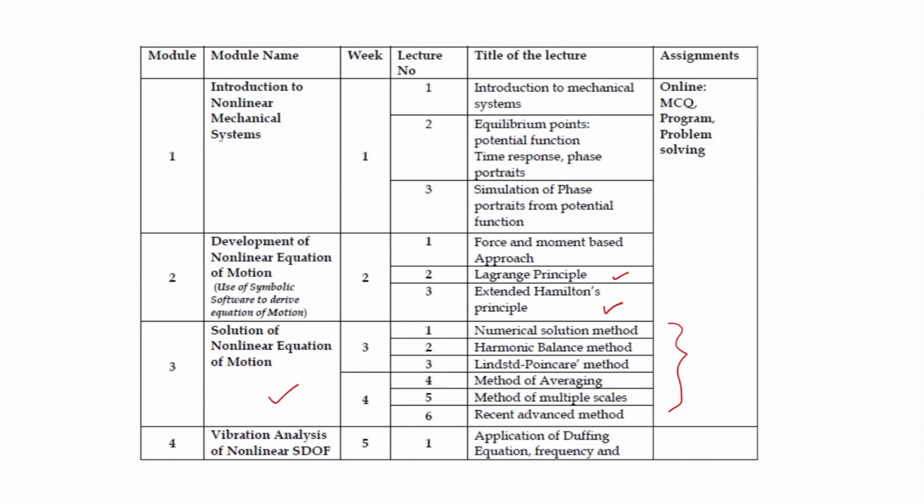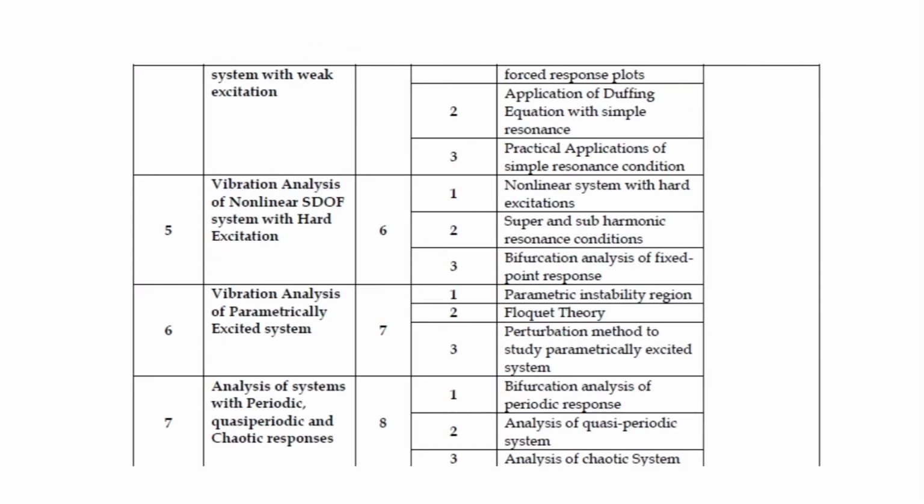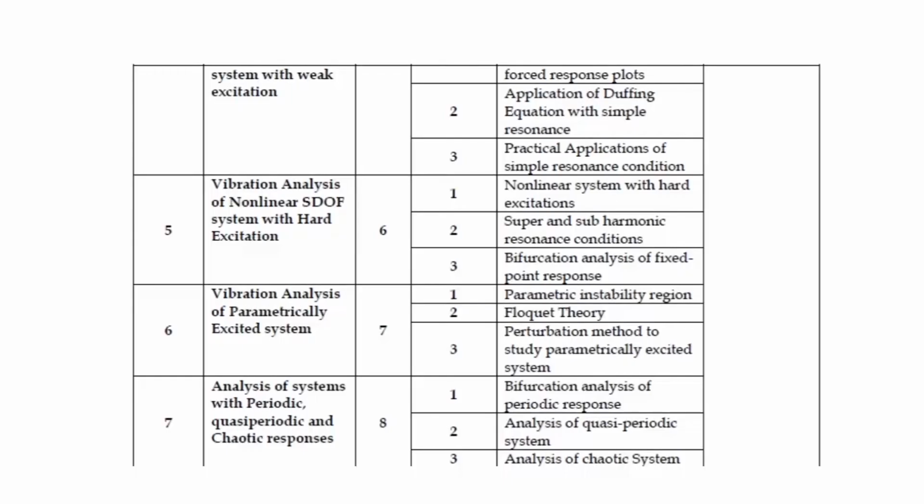Then we will study the vibration analysis of the single degree of freedom system. Particularly, the Duffing equation will be taken and we will try to solve it using different methods. In the Duffing equation, initially we will take a free vibration system, then the forced vibration system, in which we are going to take 2 different types of forcing: one is weak nonlinearity and weak forcing, and the second one is hard nonlinearity or hard forcing, the hard excitation term.